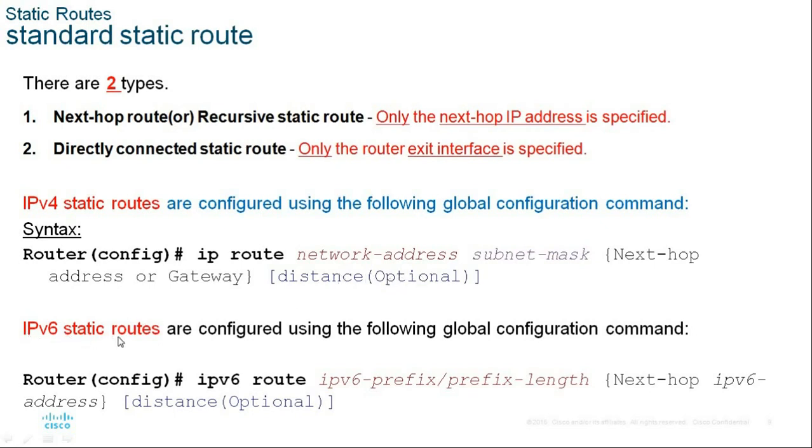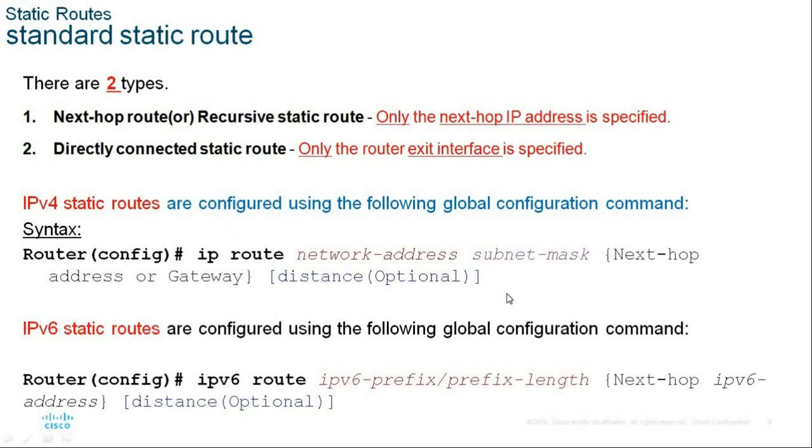Similarly, for an IPv6 static route, the way you can write the IPv6 next hop static route or recursive static route is: ipv6 route, IPv6 prefix/prefix length, that is the whole network with prefix length, followed by the next hop IPv6 address only, or if you want to use the gateway, no problem, followed by distance. Distance is optional.